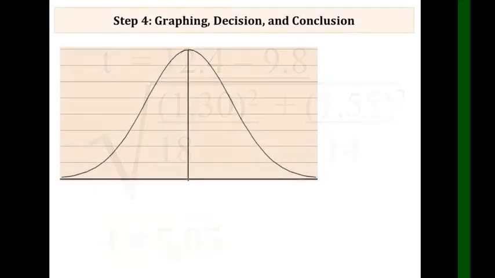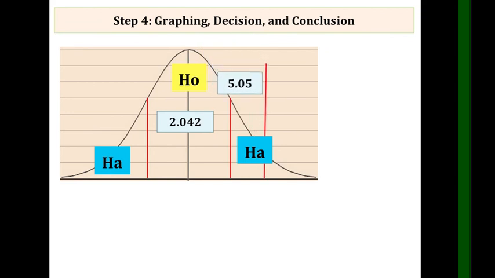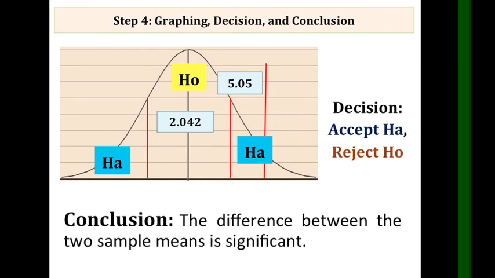Now, let's compare. This is our critical value, positive negative 2.042. So if inside the 2.042, then we will accept HO. If outside, accept HA. So unfortunately, our computed value is greater than 2.042. Therefore, we will accept HA and reject HO. Hence, the conclusion is that the difference between the two sample means is really significant. So there is a significant difference between the two sample means of the variety of apples.